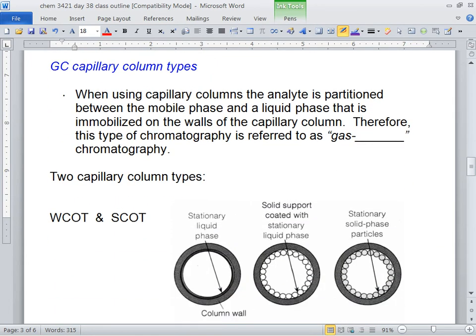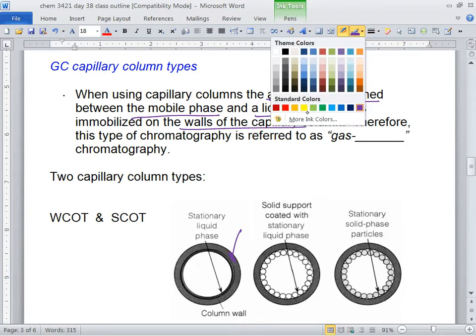Good question. GC capillary columns. When using capillary columns, the analyte's partitioned between the mobile phase and the liquid phase that is immobilized on the walls of the capillary column. There's a lot of words there. Right? Here's what you're after. It's supposed to be partitioned between the mobile phase and the liquid phase that's on the walls of the capillary column. So here's your capillary column.